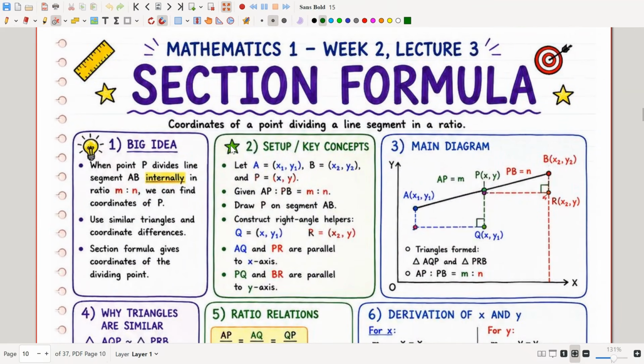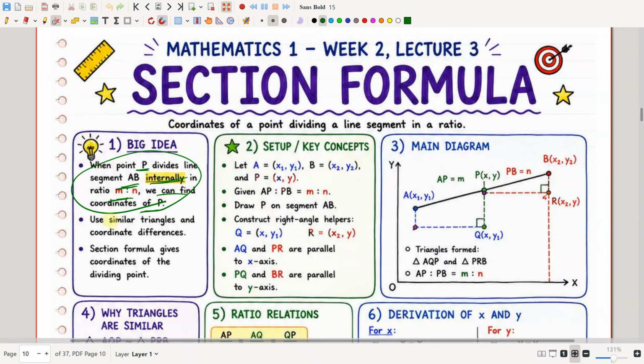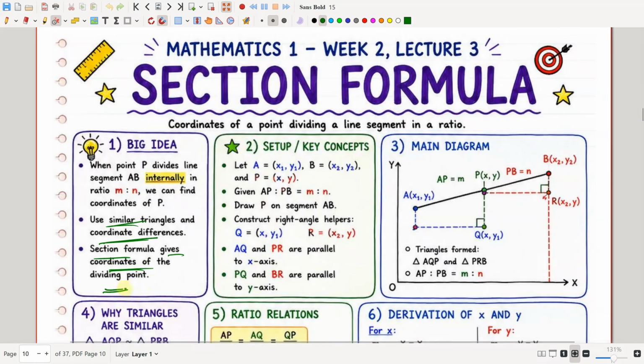Now let's move on to the next lecture, where we are going to find the coordinates of a point dividing a line segment in a ratio. This is what we call the section formula, right? Whenever a point P divides a line segment AB internally in the ratio m is to n, we can find the coordinates of P. For that, you are going to use similar triangles and coordinate differences. Section formula will give us the coordinates of the dividing point.